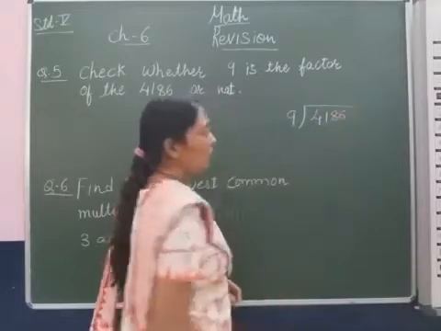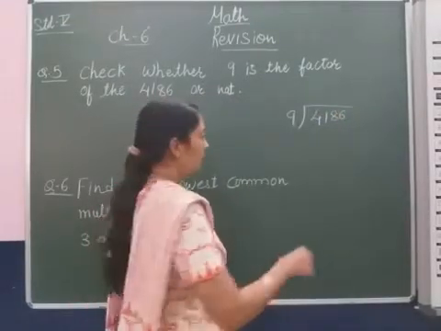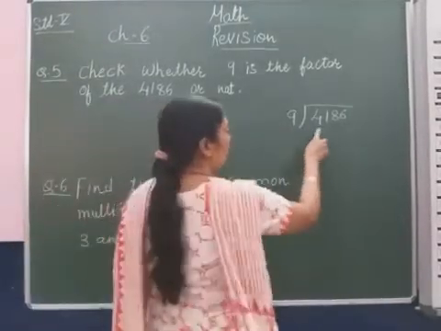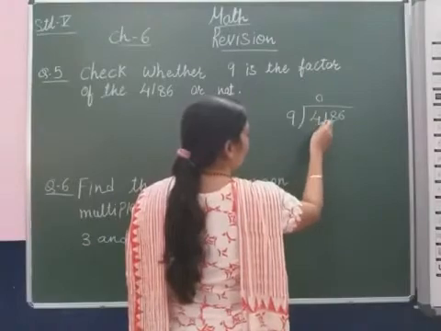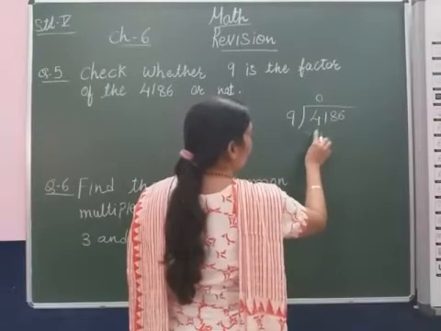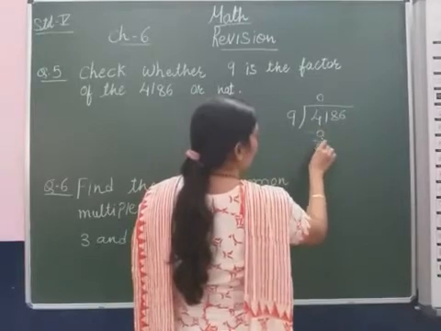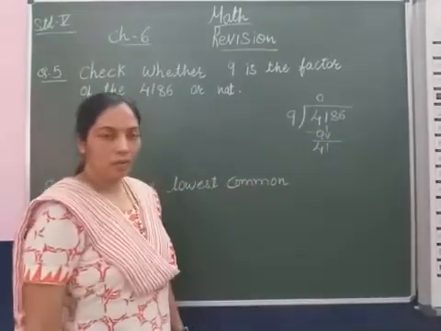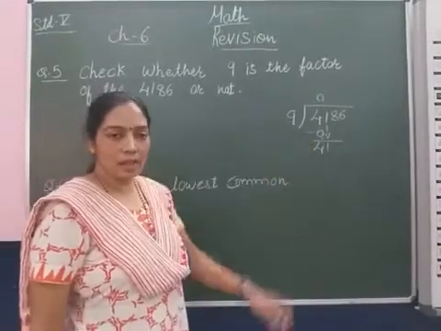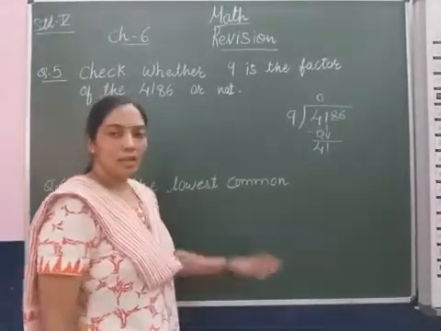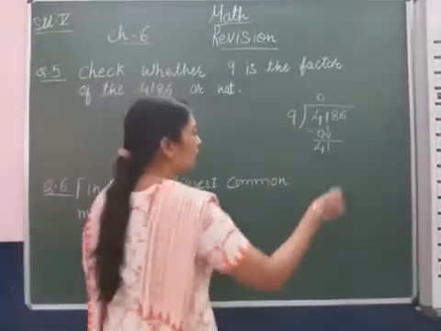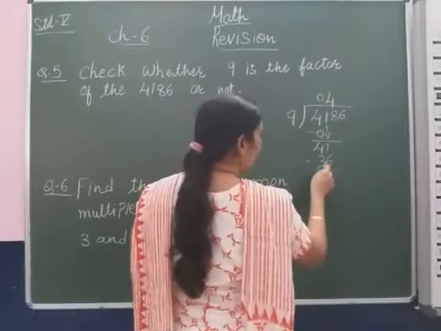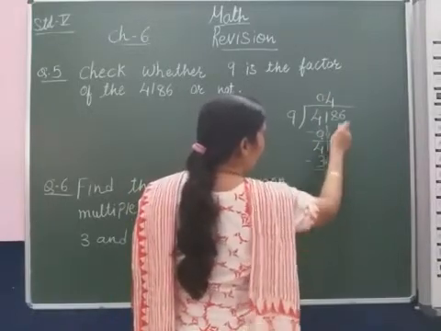4186. Now we are doing the long division method. 9, now here the first digit is 4. It is smaller than the divisor, so we put 0 here. Then we take the 1, so 41. Now it is larger than the divisor. 9 4s are 36. Now from 41, 5 will remain.